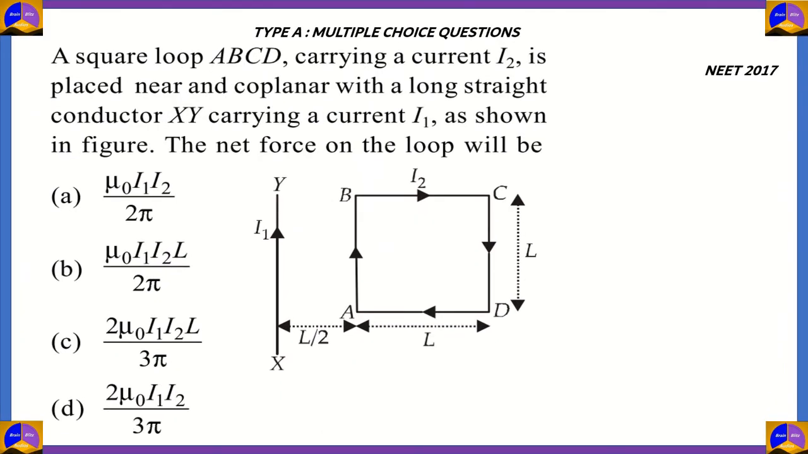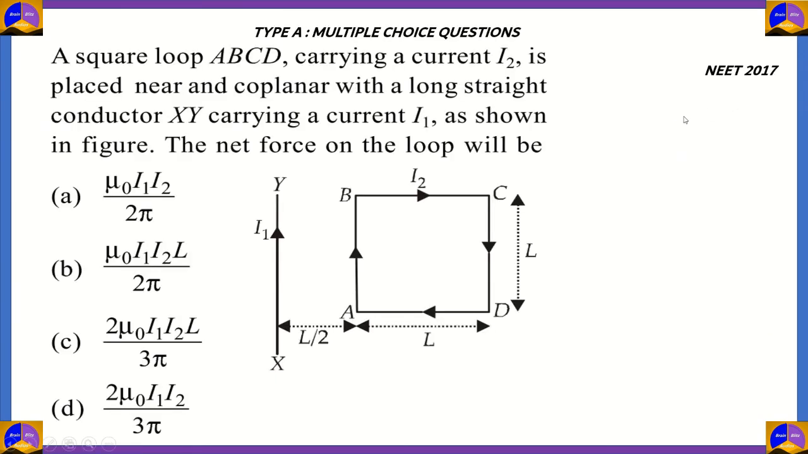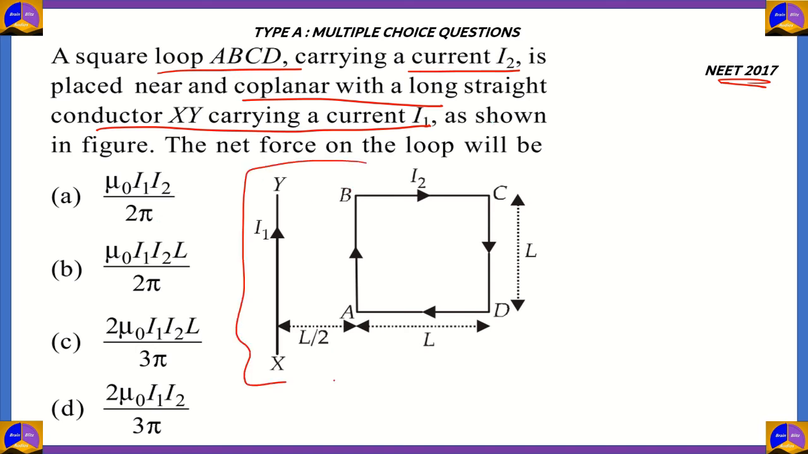Now let's look at the final question of this episode. This question was asked in 2017. And the question goes like this. A square loop ABCD carrying a current I2 is placed near to and is coplanar with a long straight conductor XY carrying a current I1, which is shown in this figure. You need to find out the net force present on this loop.